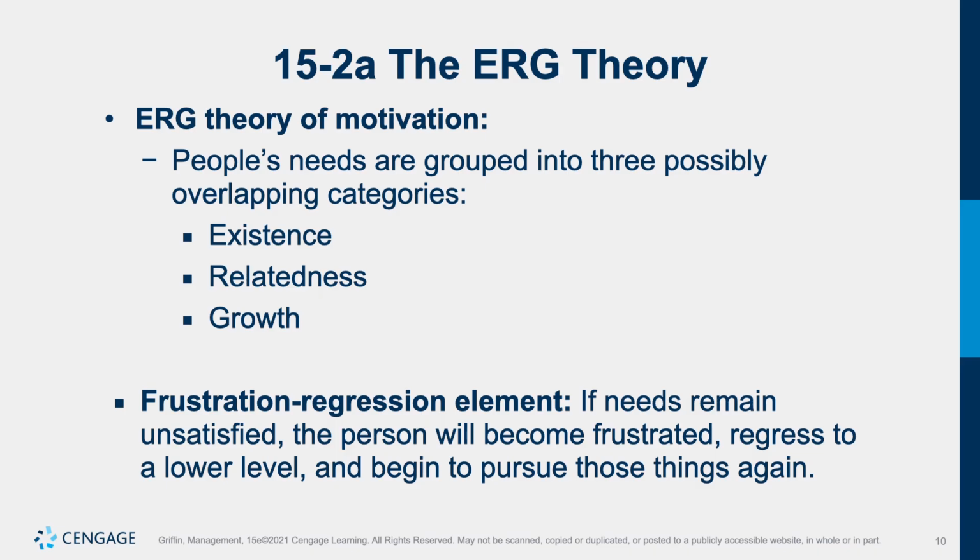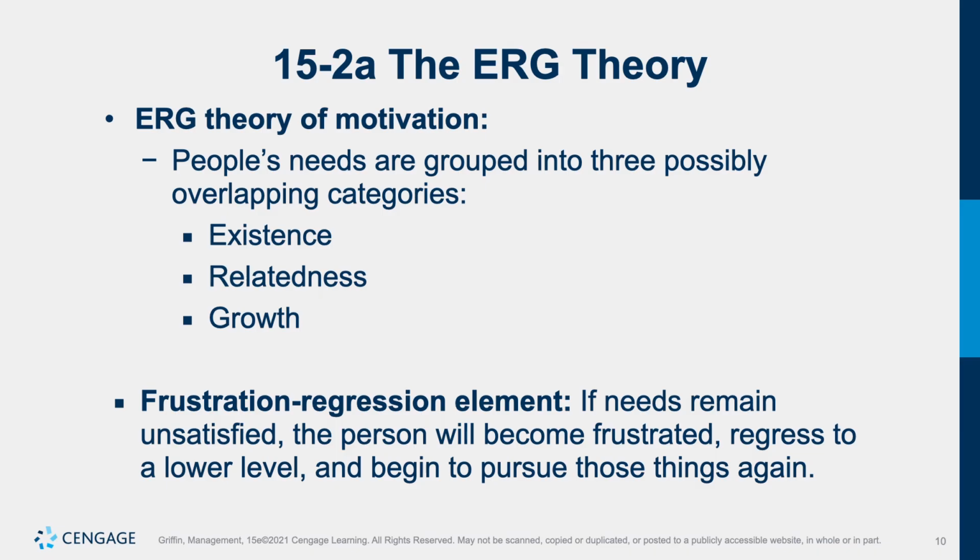Now you have the relatedness needs. This basically focuses on how people relate to their social environment. And you have the growth needs, which is associated with the realization of an individual's full potential and the need to self-actualize. So it corresponds to the esteem and self-actualization needs of Maslow's hierarchy of needs.